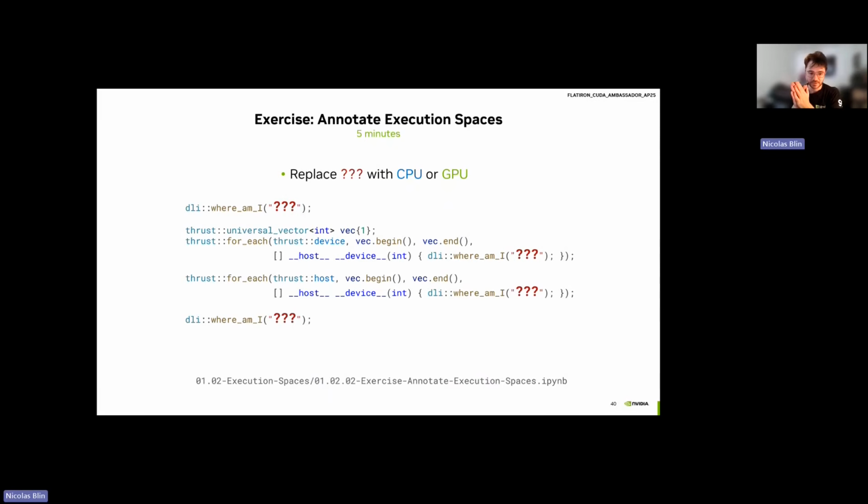So if you go in the DLI folder, you will have your first exercise, which is this 22 exercise, annotate execution space, where you will have to replace all the question marks to know if you're actually currently running on the CPU or on the GPU. So if you believe that the code where "where am I" is going to be run on the CPU, you replace it with CPU. Else, if you think it's on the GPU, you will replace that with GPU. And so for this exercise, you will have 5 minutes.